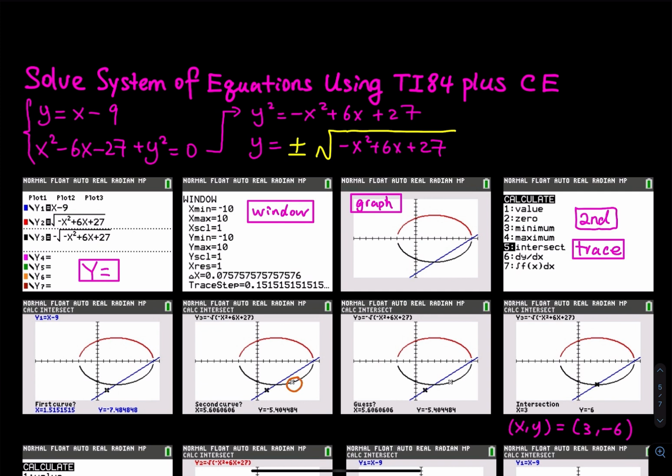Usually you place the cursor on a different curve, and place that on the right hand side. So that is the second curve. They ask for the second curve, you place that on the right hand side, and then you click calculate, and then they ask for guess.